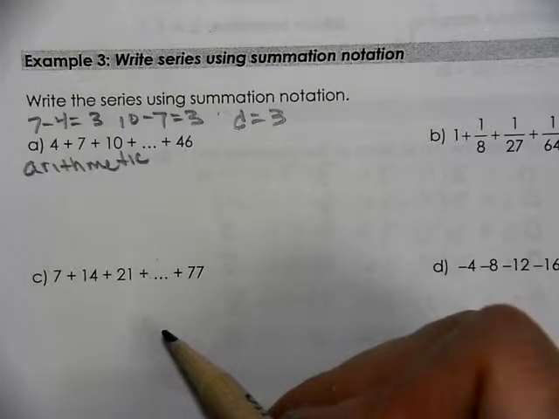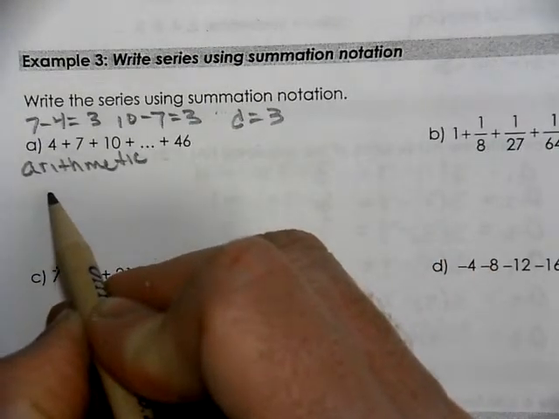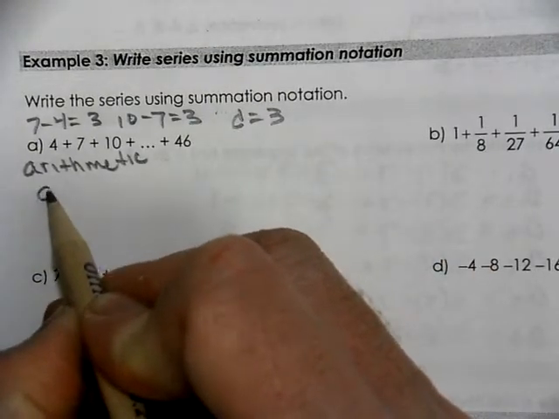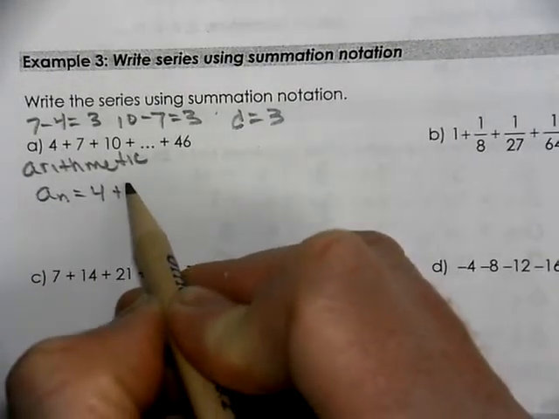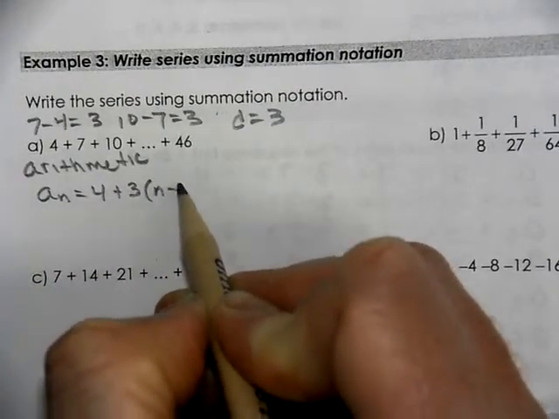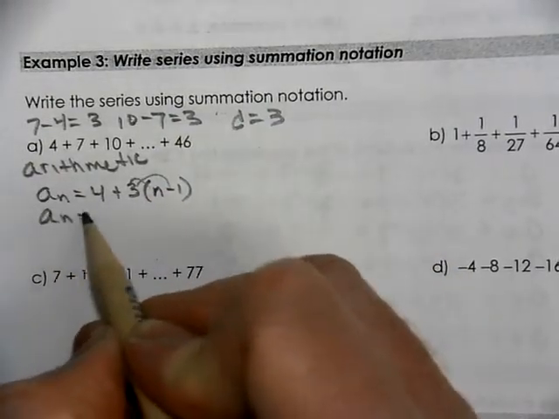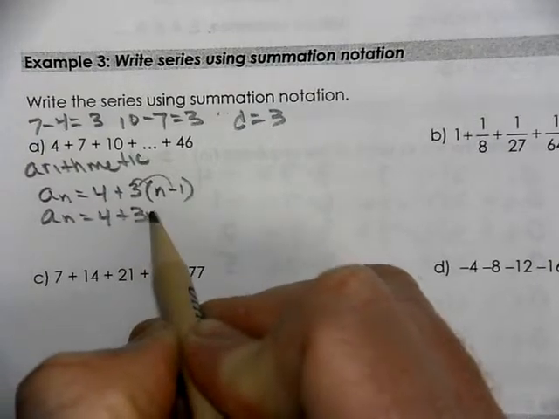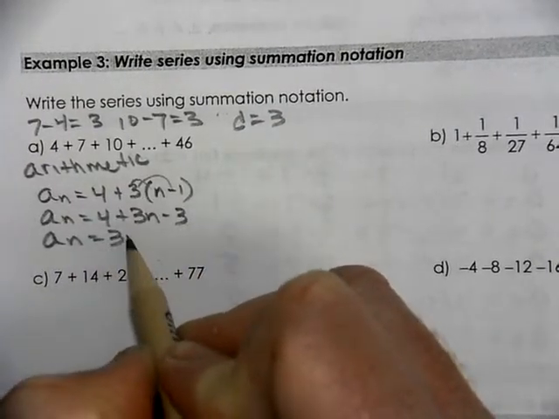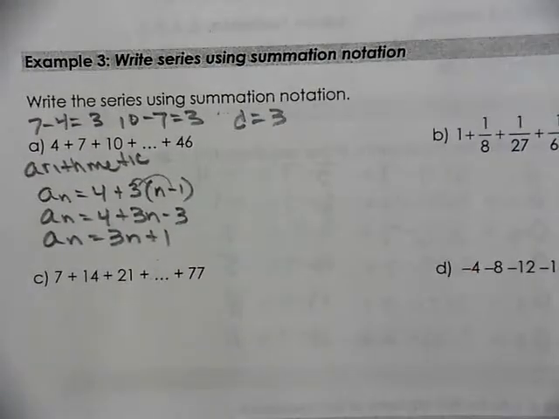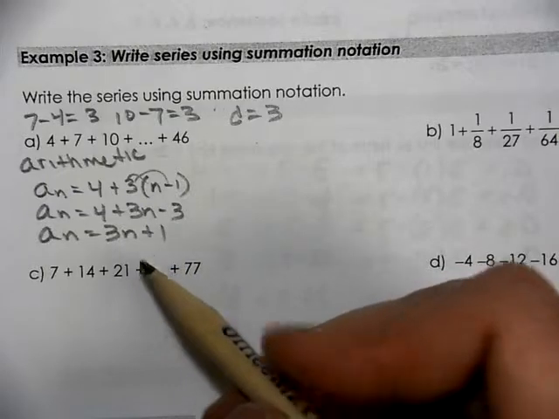So when we work with that, we're going to know that our first term is 4. Our common difference is 3. When we distribute this through, we get 3n plus 1. So that would be our rule.